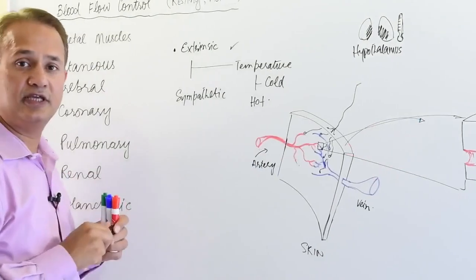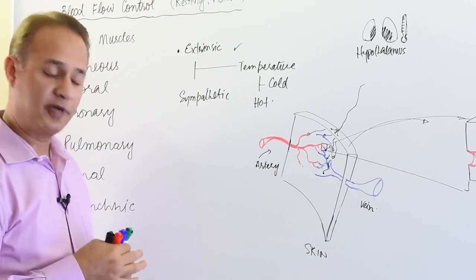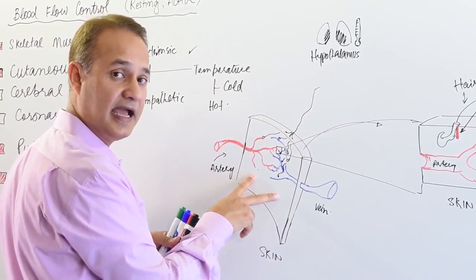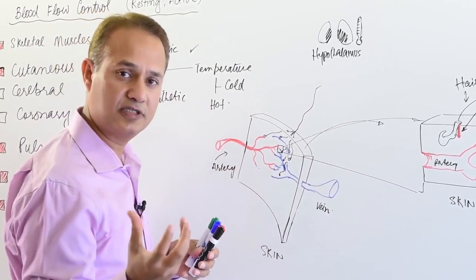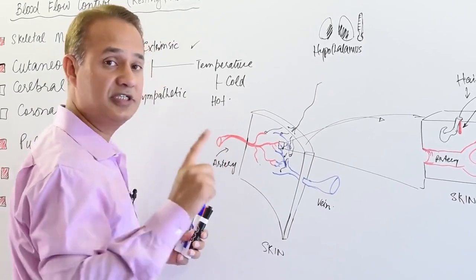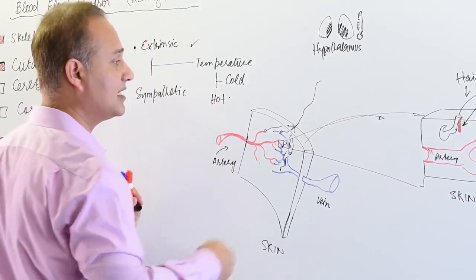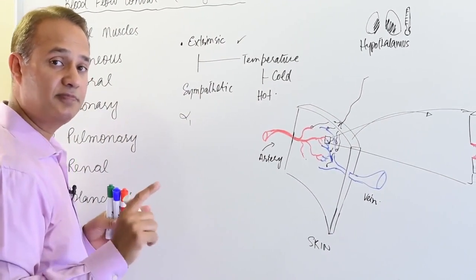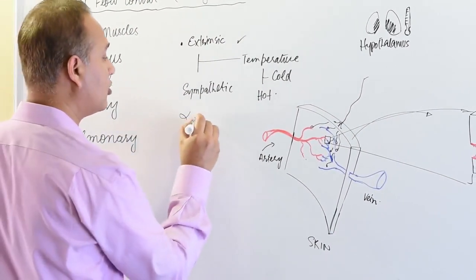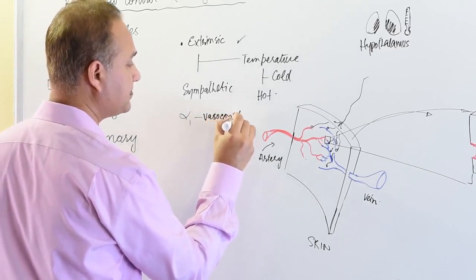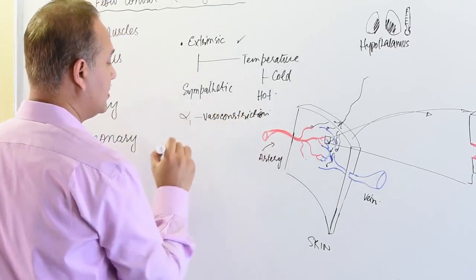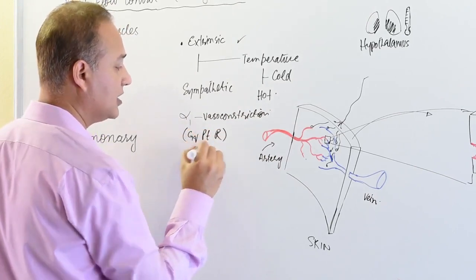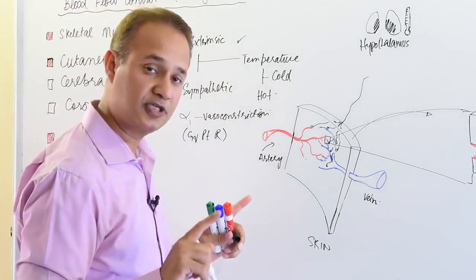So let's start with the extrinsic control through the autonomic nervous system. Our skin vessels have sympathetic and parasympathetic receptors, but sympathetic innervation is on both arteries and veins. Whenever sympathetic innervation is stimulated, alpha-1 receptors, which are predominantly present in the skin vessels, will cause vasoconstriction. So alpha-1 Gq protein receptors are present that would cause vasoconstriction.